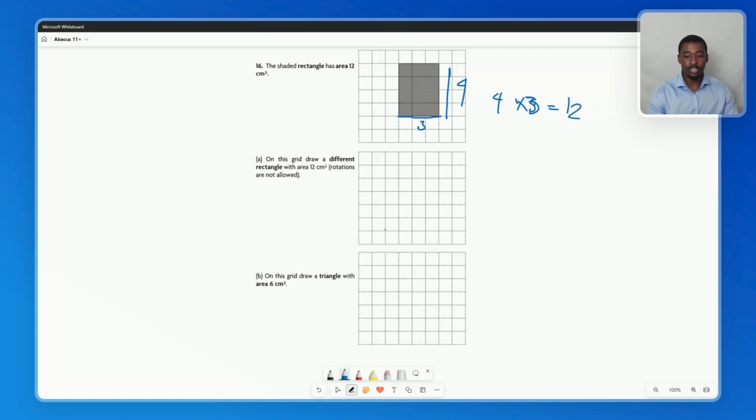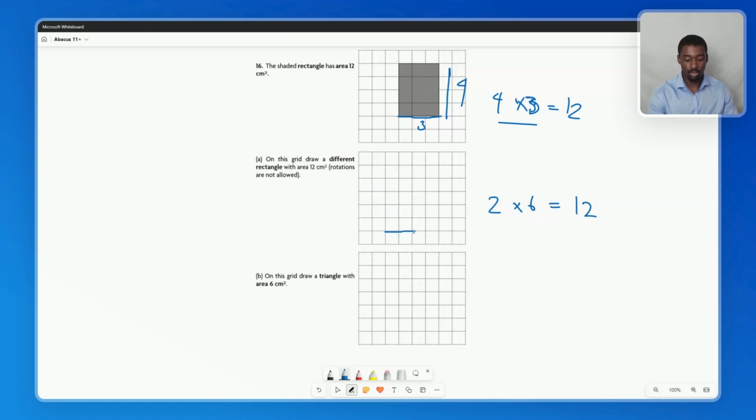So by the examiner saying that rotations aren't allowed, it means we can't just flip this rectangle around and have a length of 3 and a width of 4. We can't do that. We have to think about it differently. And all we have to do really is think about different ways to make up 12. Yes, 12 is 4 times 3, but 12 is also 2 times 6.